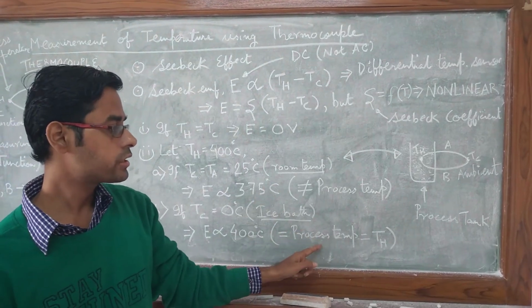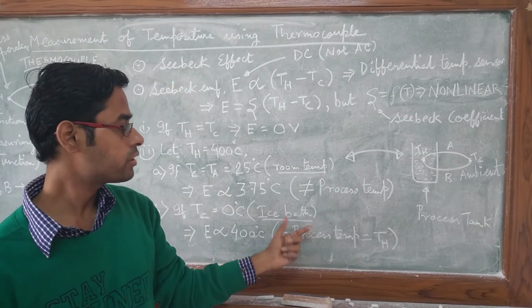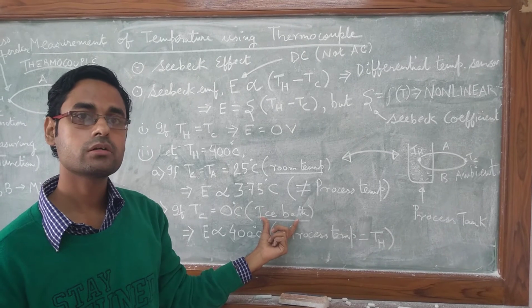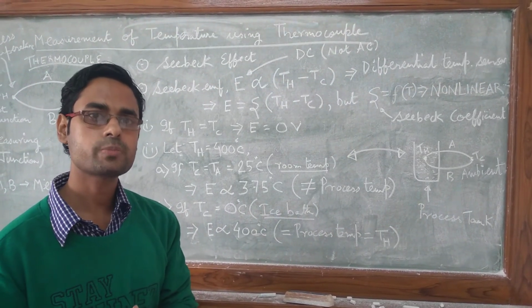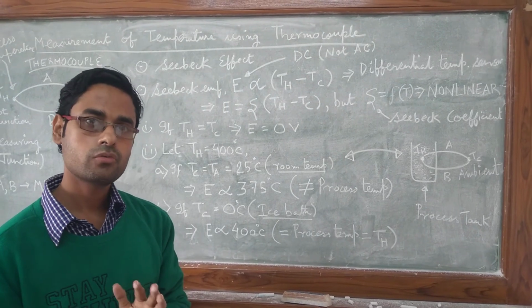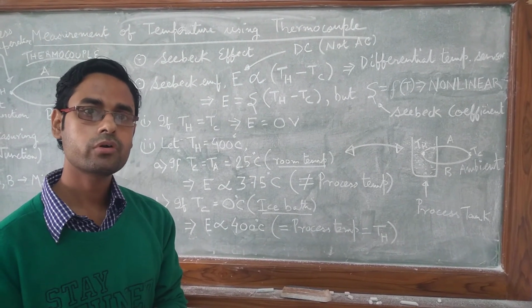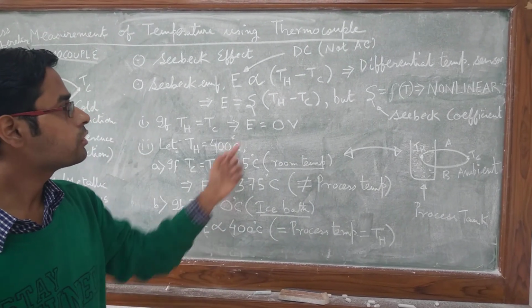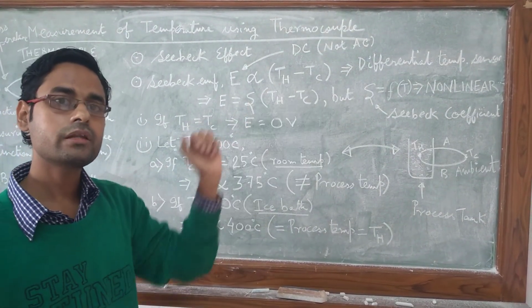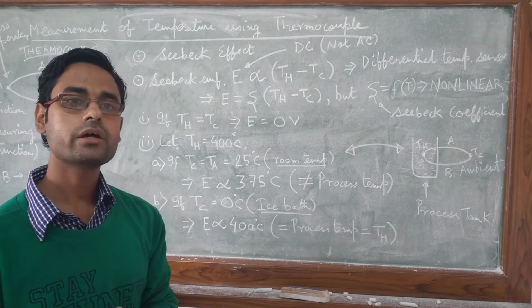Forcing it to 0 degree centigrade would imply using an ice bath, but this becomes a pretty expensive affair. So we need to do something more in order to be able to obtain E to be proportional to Th, and the technique that we use is called cold junction compensation.